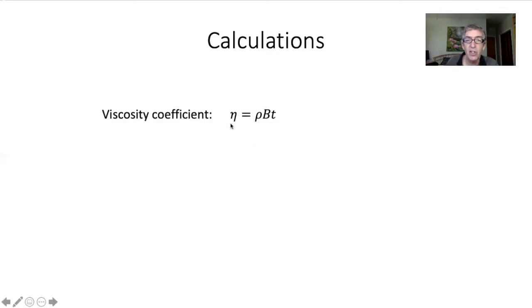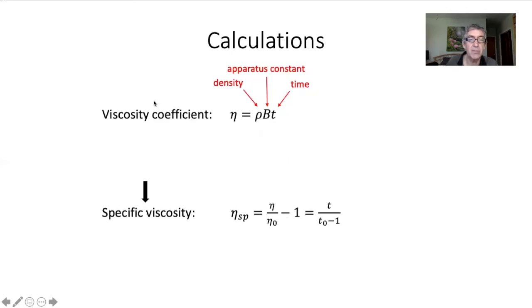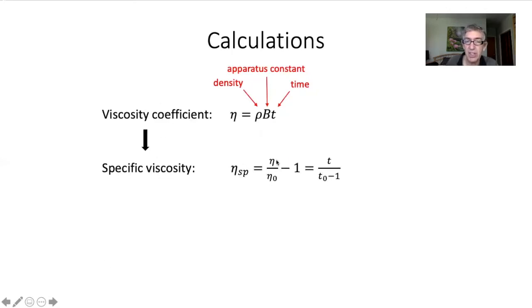So first, we will define with this eta a viscosity coefficient, which is this product, where rho is the density, B is an apparatus constant, implicitly depending on the temperature, and T is the time. Now this depends on concentration and on temperature, so we need a quantity that is independent of those things. We'll get there in steps. First, we define a specific viscosity, which is this ratio; eta naught is the viscosity coefficient of pure solvent. So that ratio minus 1. Really, most of the constants cancel, and you get this ratio here in terms of times.